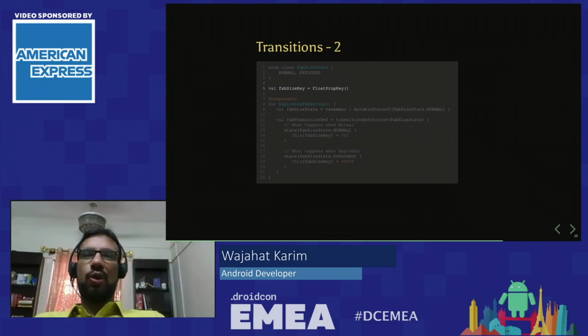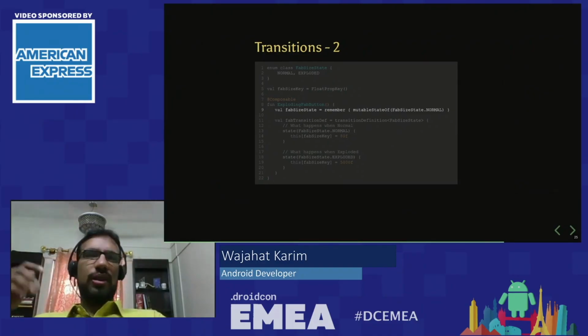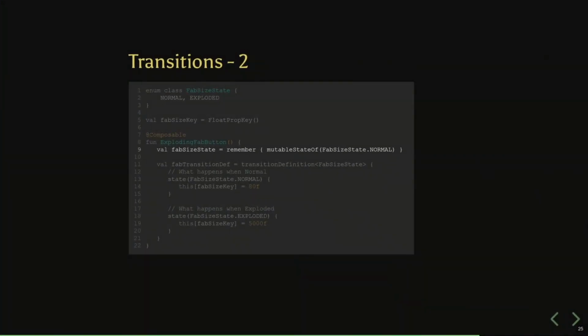So I have used flow prop for here. So now I have a state. This will define whether initially it is normal or exploded. So initially it is normal, and the first thing is that we have to declare a transition definition.